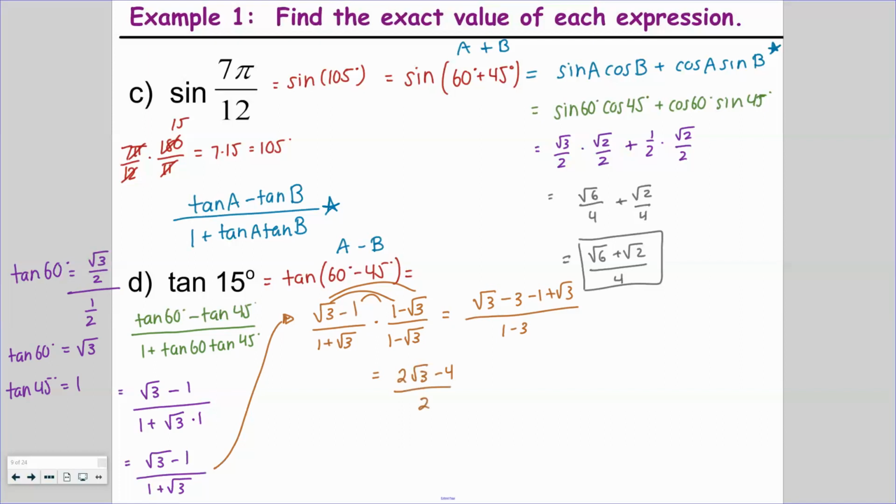Combining like terms in the numerator, we get 2 root 3 minus 4 all over 2. And then we can pull, that's a negative 2. We can pull a 2 out of both the terms in the numerator. Right, so I can simplify. This is going to be 2 minus root 3.